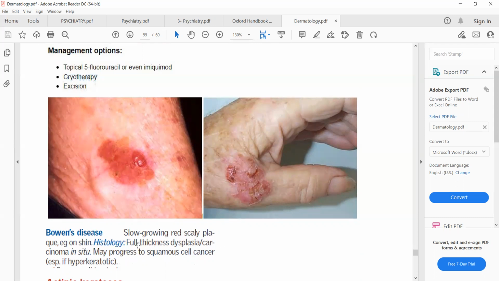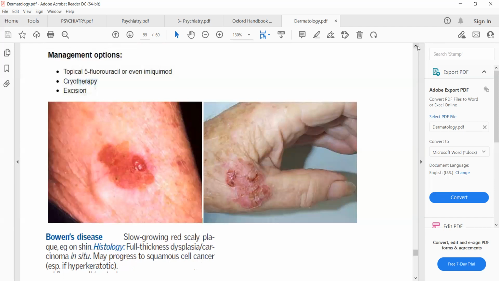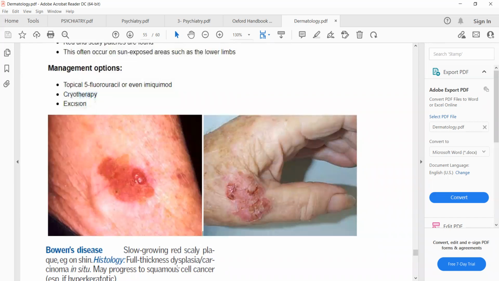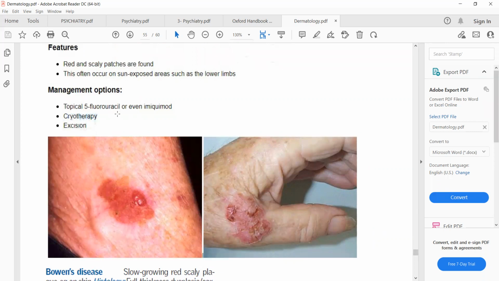So on biopsy or on histology, there will be dysplasia or carcinoma in situ, which may progress to squamous cell carcinoma. So it's a very dangerous condition because it can lead to squamous cell carcinoma. So it's very important to diagnose it in early stages, so that management options such as 5-fluorouracil or cryotherapy or excision can be done, so that squamous cell carcinoma can be prevented.